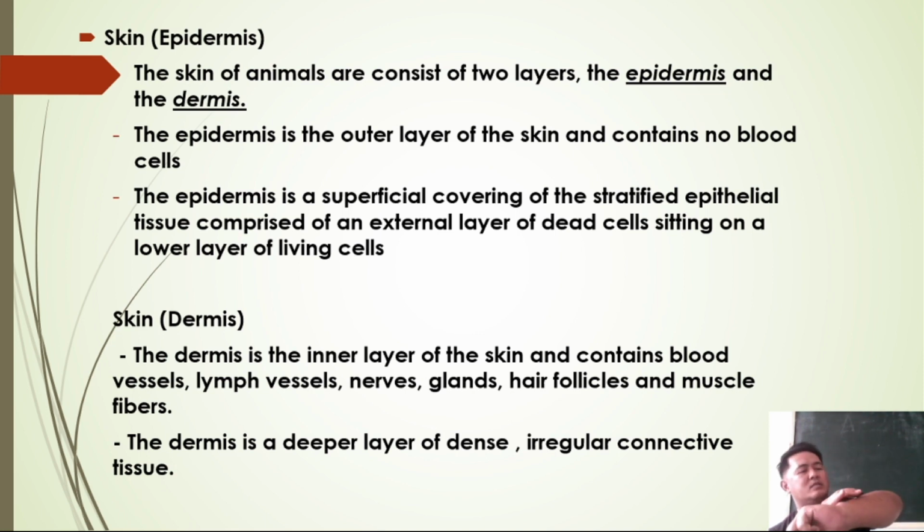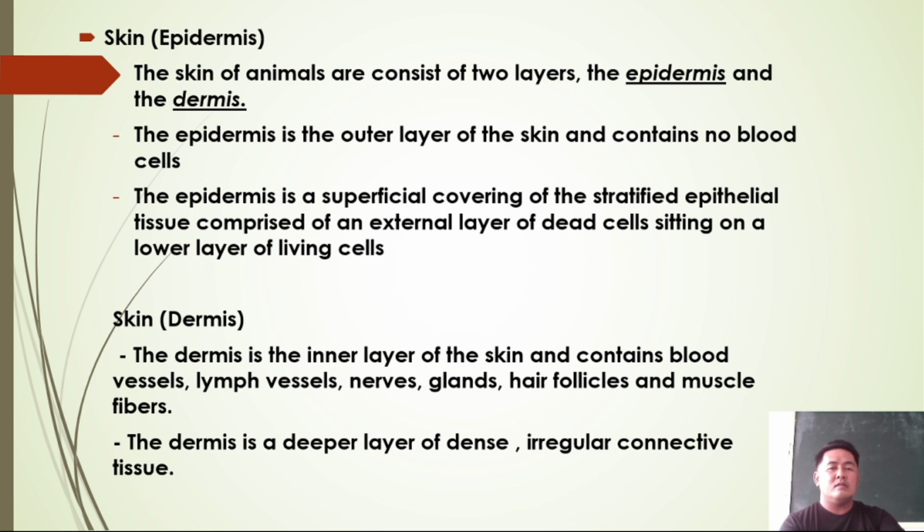So, the skin of animals, like in humans, what we see on the outside is the epidermis, no? If you cut it a little, and there is blood, you have gone past it, no? The epidermis is a superficial covering of stratified epithelial tissue comprised of an external layer of dead cells sitting on a lower layer of living cells. So there are dead cells, and there are living cells.